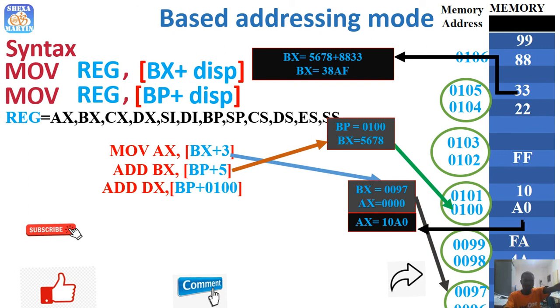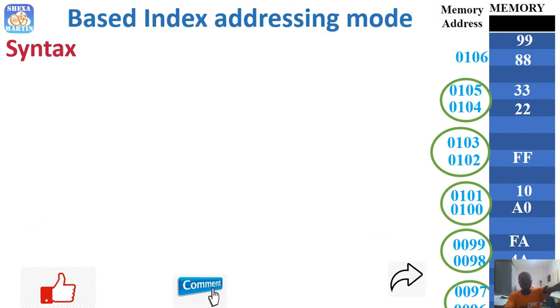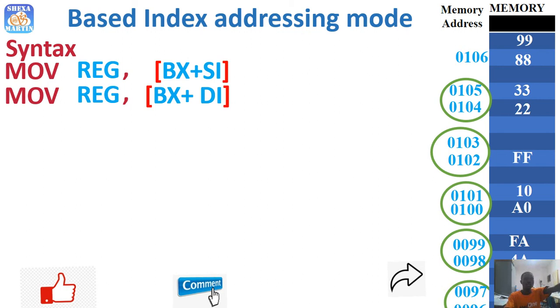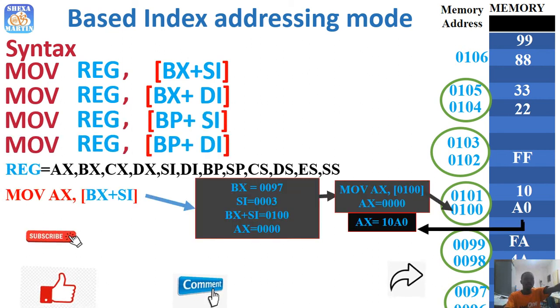Let's check on the add instruction. Right. Based indexed addressing mode. It's now using both base register and index registers. Right. So you just say BX plus SI or BX plus DI, or we can say BP plus SI or BP plus DI, right?